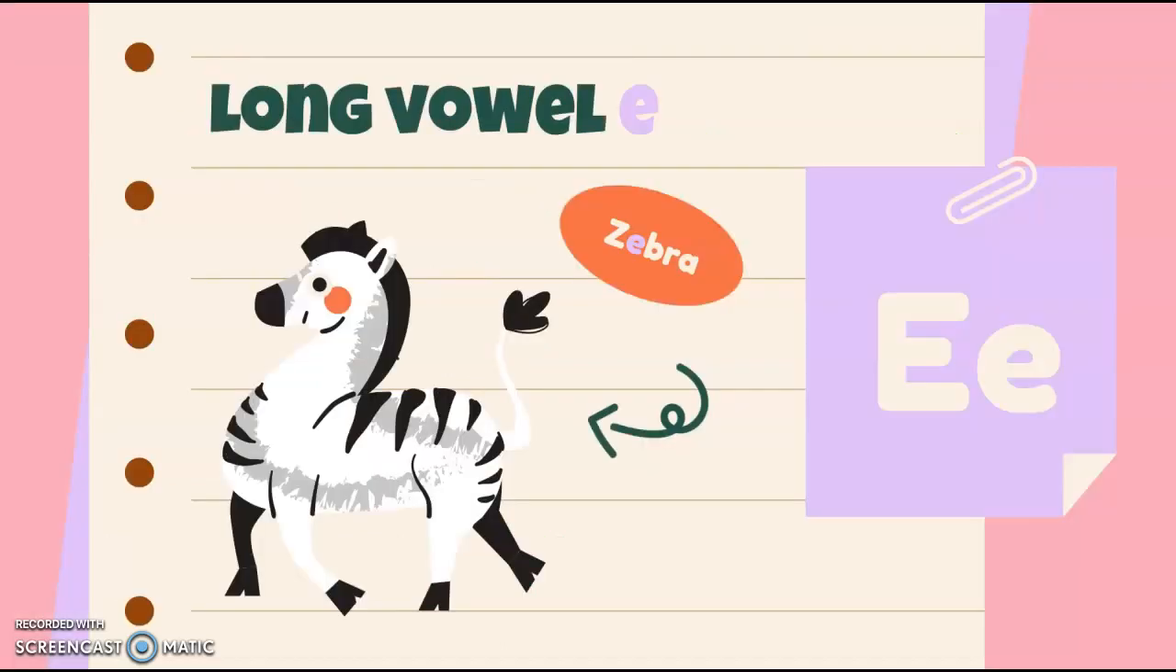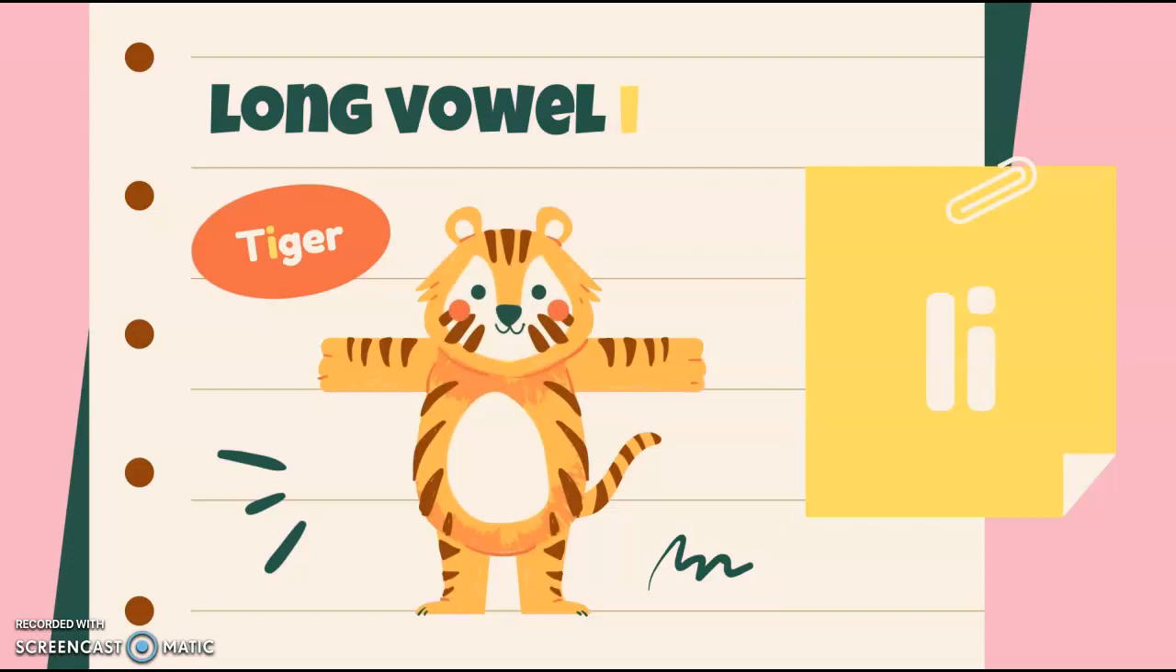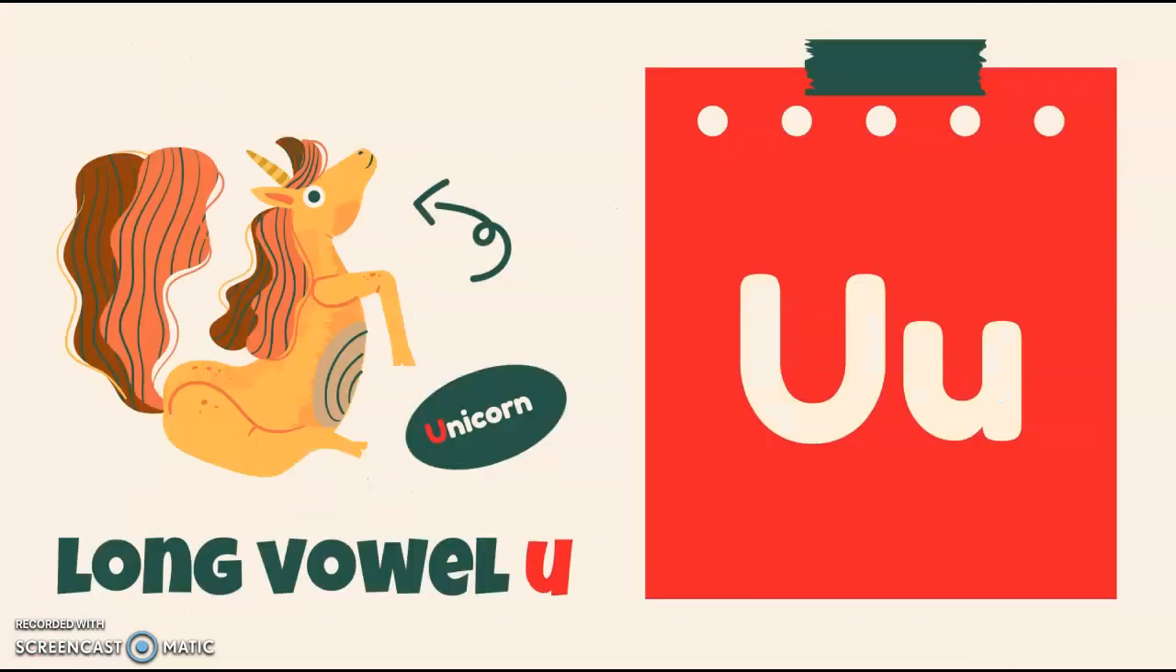The second long vowel is E for zebra. The third long vowel is I for tiger. The fourth long vowel is O for pony. And the fifth long vowel is U for unicorn.